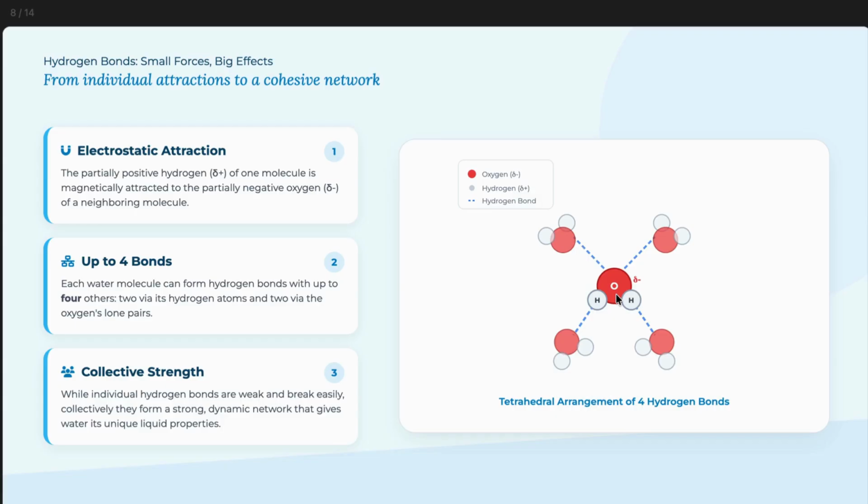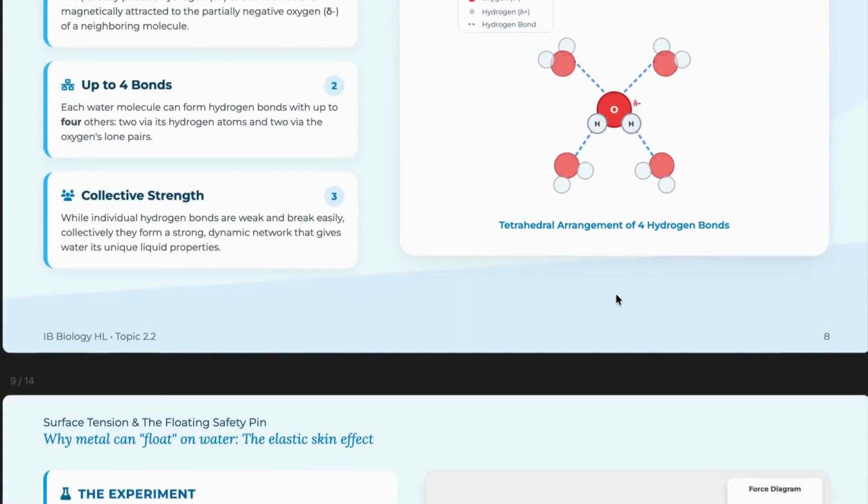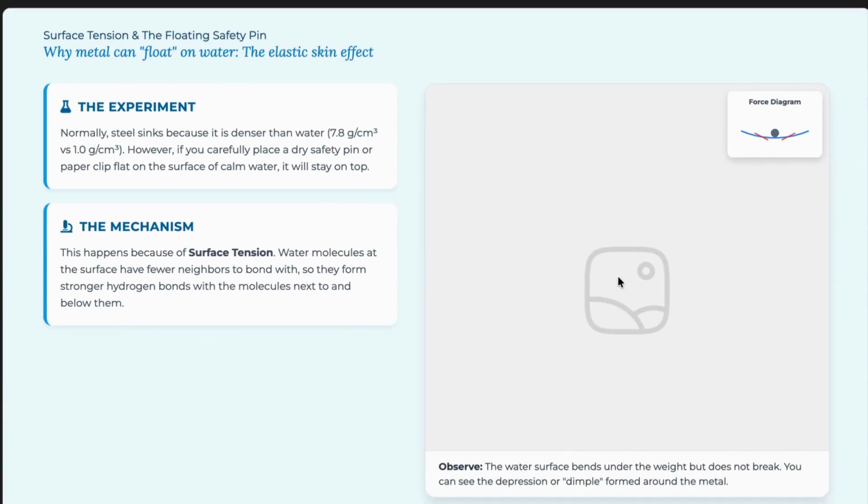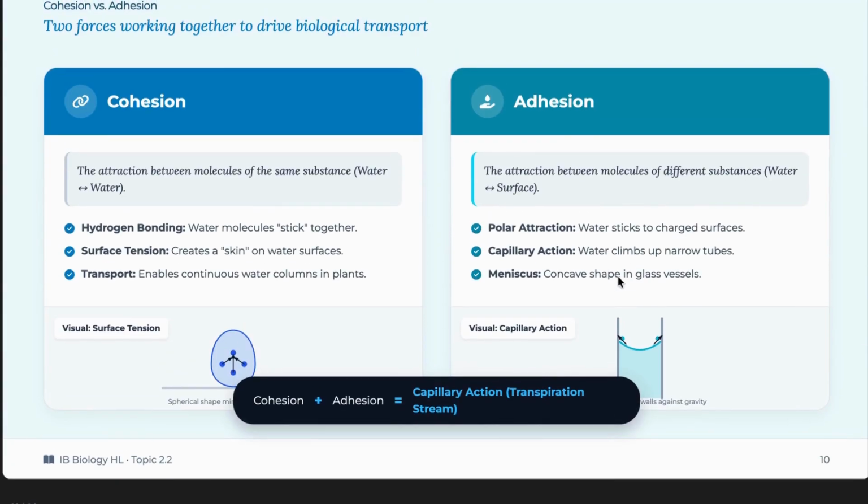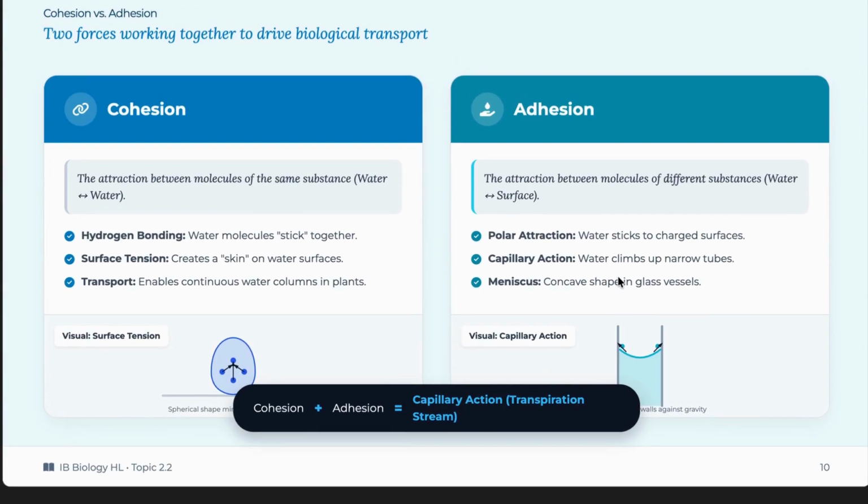If the force is small enough, like a gently placed safety pin, it won't break the hydrogen bond network, so the pin floats. It's not floating because it's lighter than water. It's floating because water's hydrogen bonds create a strong surface layer. This same property allows insects like water striders to walk on water.